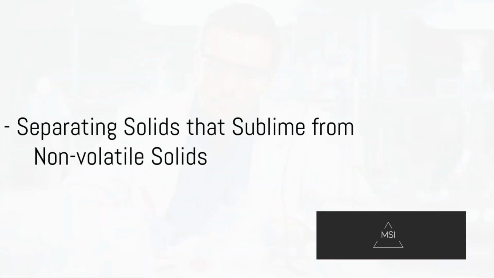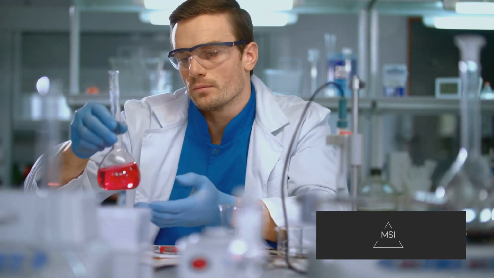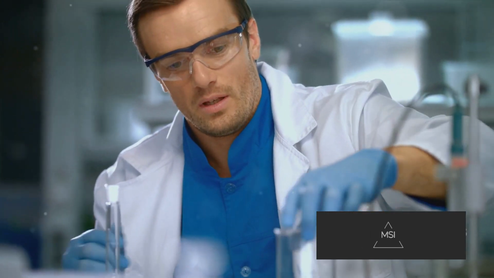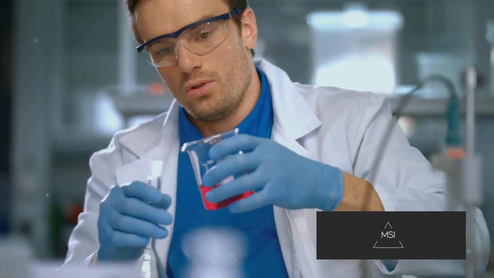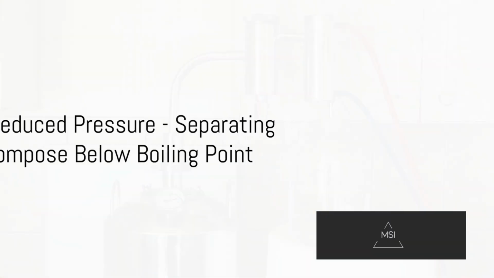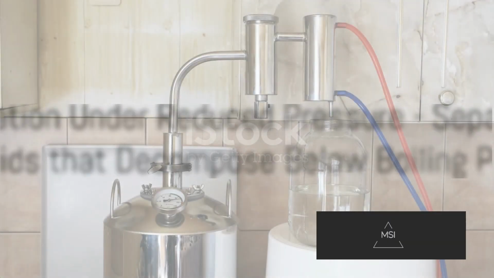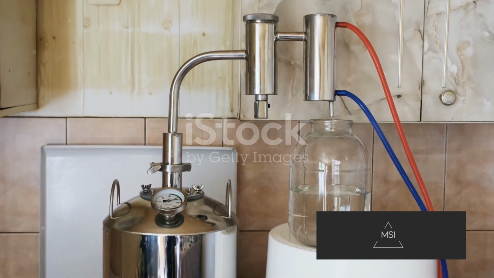Sublimation, on the other hand, separates solids that sublime, or change from a solid to a gas without becoming liquid, from a non-volatile solid. Common examples include naphthalene, anthracene, benzoic acid, camphor, ammonium chloride, and iodine. Then there's distillation under reduced pressure, also known as vacuum distillation. This method works wonders for liquids that decompose below their boiling point, like glycerol.